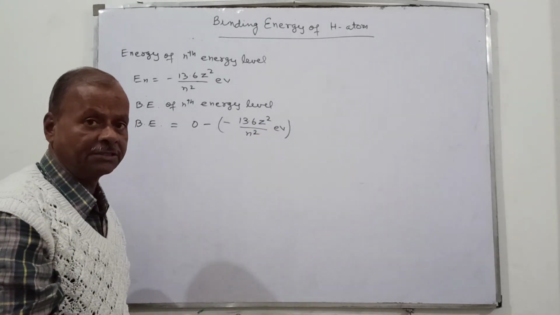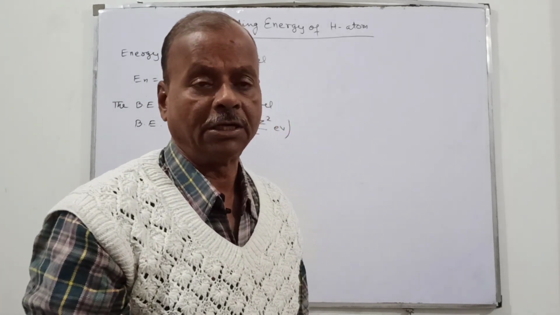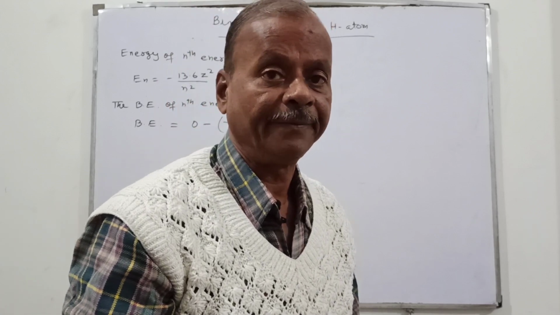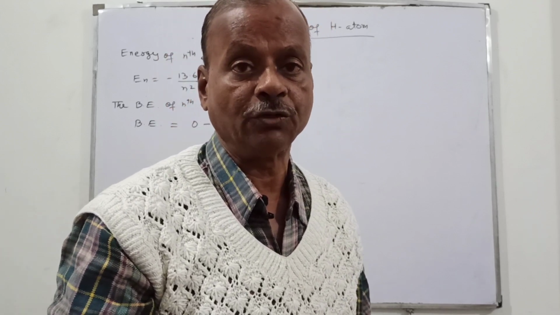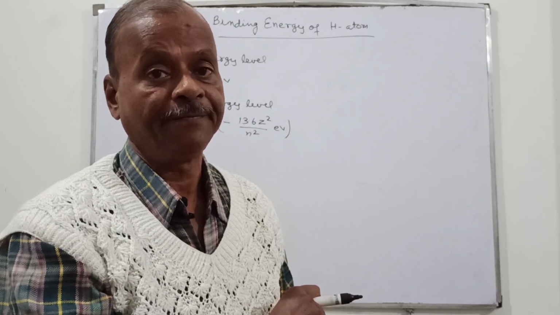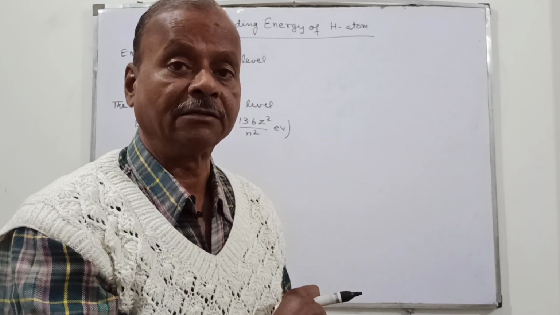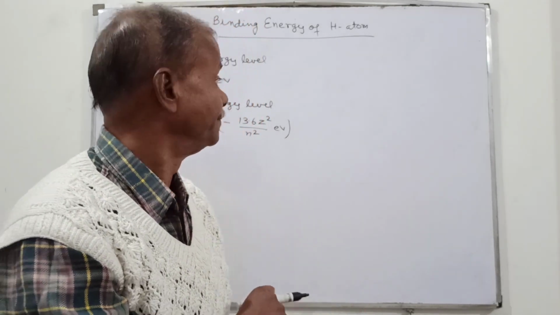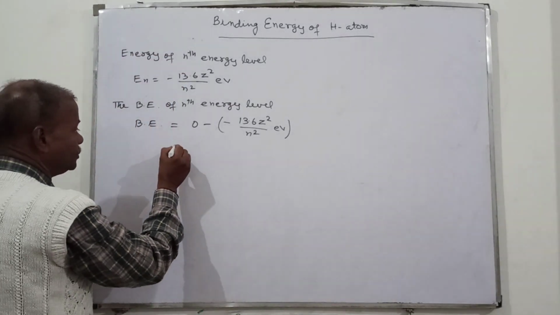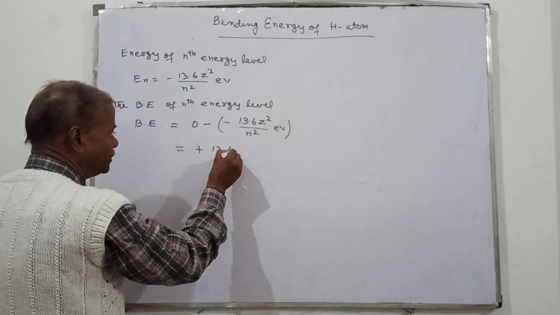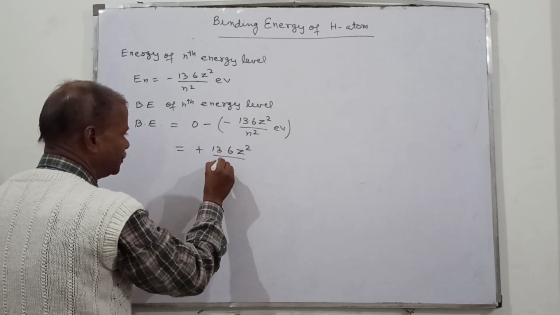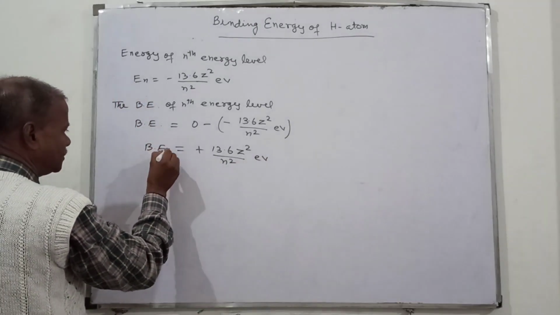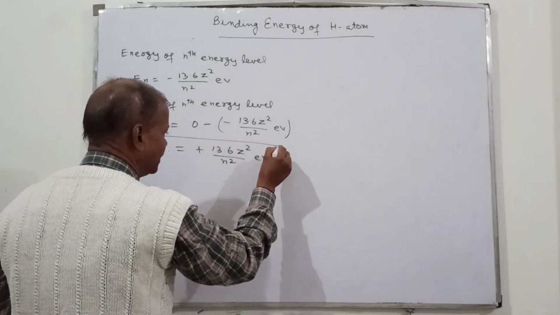As you know, the binding energy is the energy that is supplied to remove the electron from the orbit so that it goes to infinity, and at infinity the energy is 0. So this is the difference between the energy of the state lying at infinity and the electron in the atom. So this is equal to plus 13.6 Z square upon N square electron volt. This is the binding energy for the nth energy level.